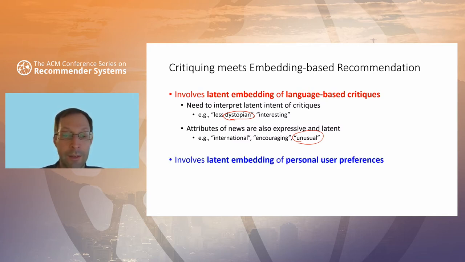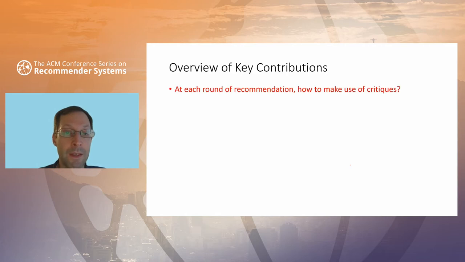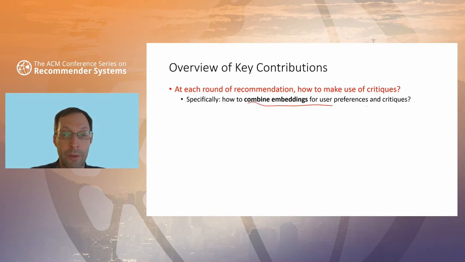Finally, as a later talk in the session will show, as most talks show, latent embeddings are very powerful for modern recommendation systems. So we have one key question here: if we have latent embeddings for the language and latent embeddings for the personal user preferences, and the user is giving us feedback in language on what they like and don't like, how do we combine the latent user preference and the latent critique embeddings? That's the key question of the paper.